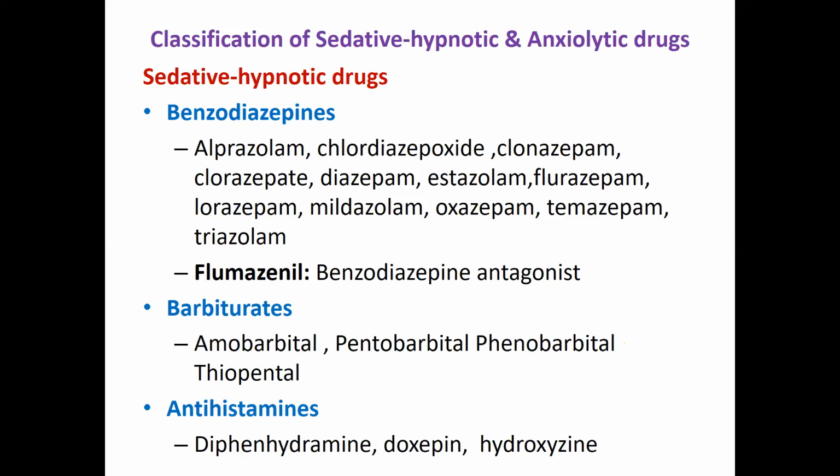So those are the benzodiazepines. And of course, flumazenil is used as a benzodiazepine antagonist. For barbiturates, the same. This time we're looking at the indications, the uses, the adverse effects, etc.